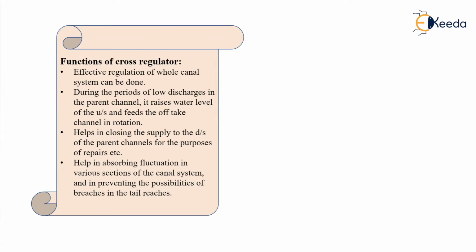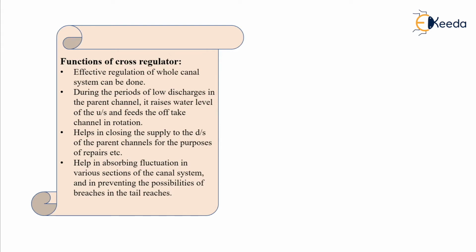Now let's see what the functions of the cross regulator are. The cross regulator is mainly constructed in the path of the main canal to increase the water level. Effective regulation of the whole canal system can be done because of this cross regulator. So effective regulation of the water or of the discharge can be carried out safely. During periods of low discharge in the parent canal, it raises the water level on the upstream side and feeds the offtake channel in rotation.